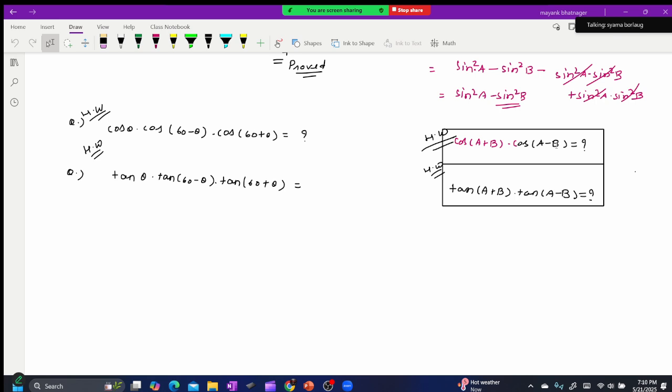So, cos square A plus cos square B minus 1. Correct. Yes, sir. Now using this result, can you get the value of this left part only in terms of cos?